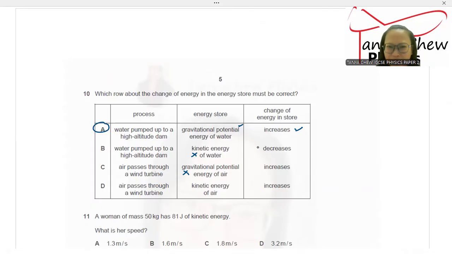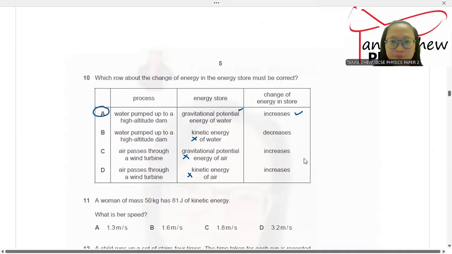D, air passes through a wind turbine, which gives rise to, energy store is the kinetic energy of the air. Air just passed through a wind turbine. How can it be kinetic energy of the air? That is also not true. So A is the answer.